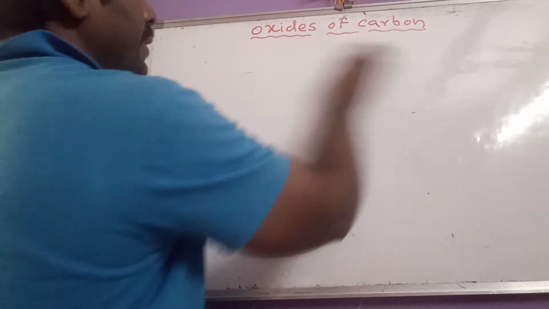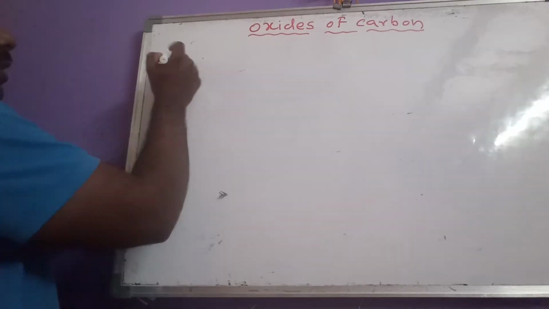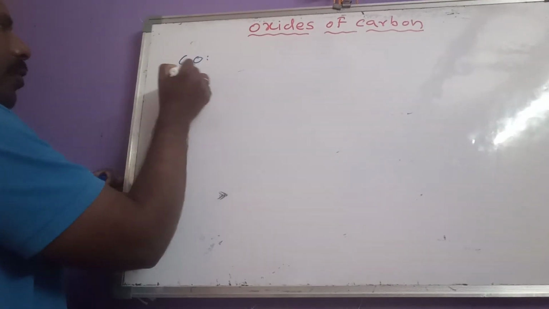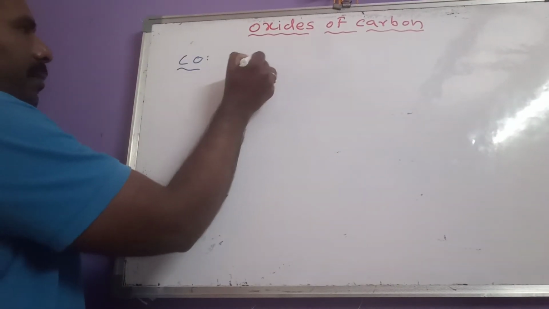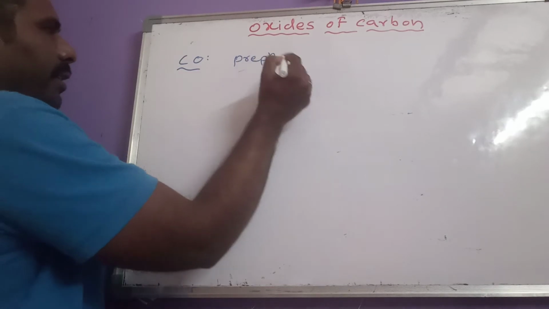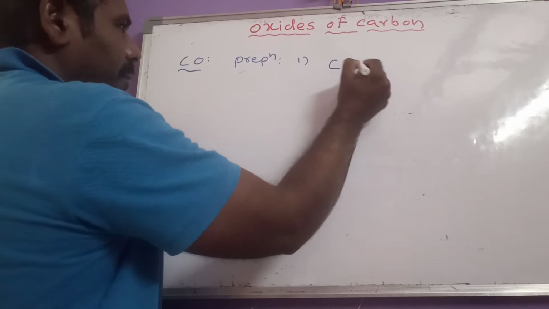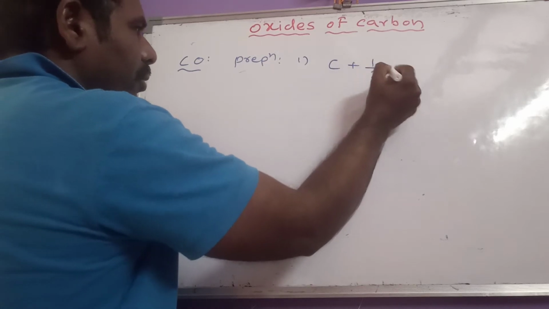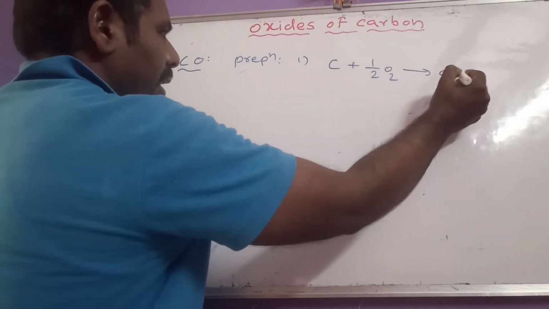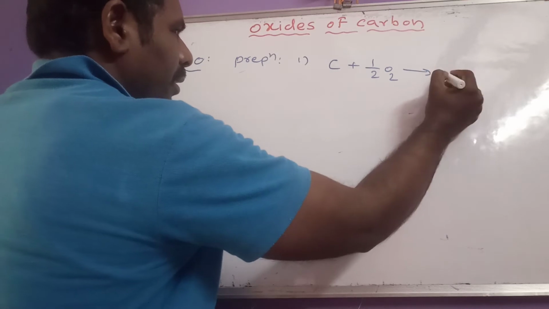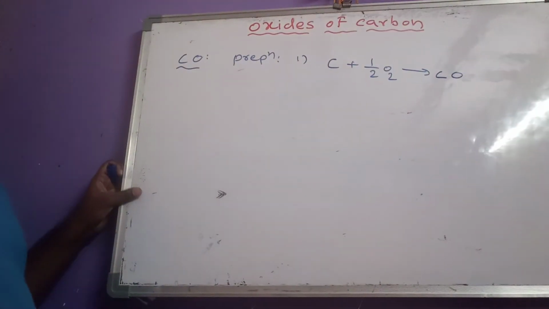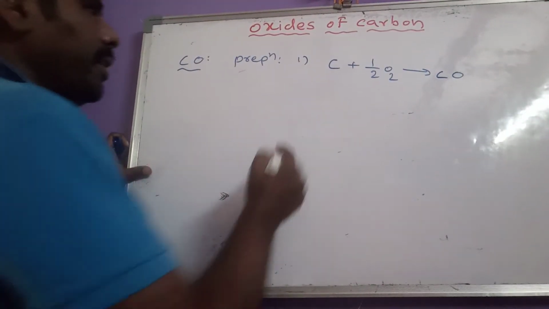Now let us see first carbon monoxide, CO. What is its preparation? See here. In the first one, carbon when subjected to incomplete combustion, we get carbon monoxide. This is one preparation method.